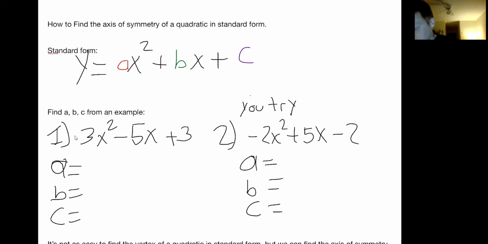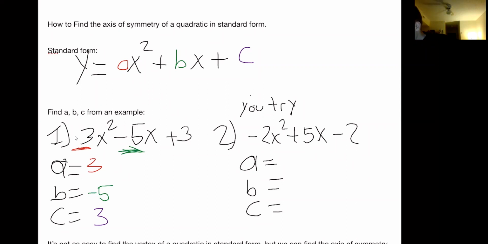They just ask us to figure out what are a, b, and c. Using that as a template, your a is your number in front of your x squared, so that would be 3. Your b is your number in front of your x, and just be careful of your sign. Since it's a minus, that's like a negative 5. So if it's a minus in the problem, make sure you put that negative when you pull it out. That's a common mistake to make. And then lastly, our c is just our constant that's added at the end.